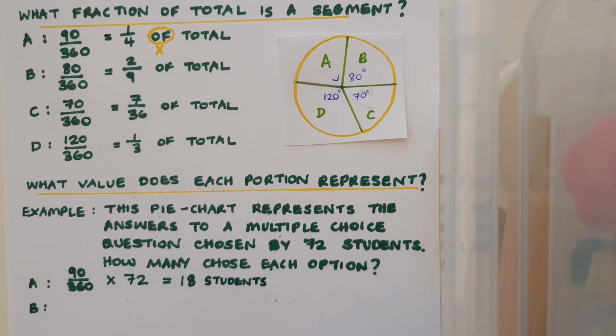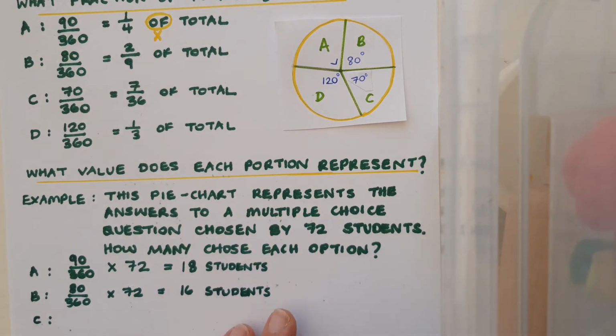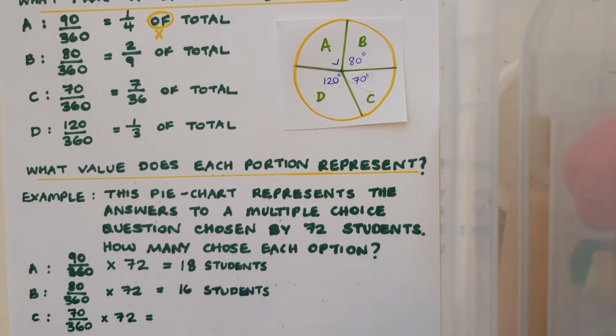Okay, so for B, I've got 80 over 360, and I want to multiply this by 72. When I put it into the calculator, I get 16, so I know that 16 students chose option B. C has 70 degrees, I should say, so I'm going to say 70 over 360 times 72, and I get an answer of 14 students.